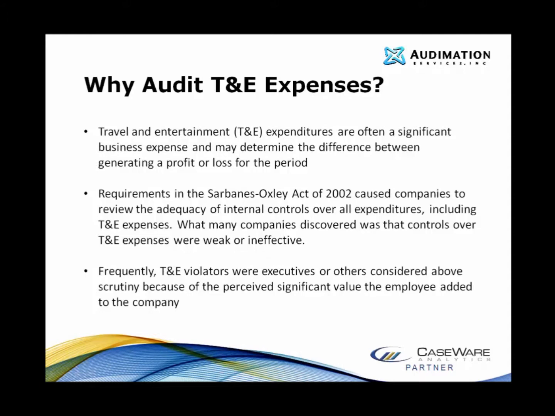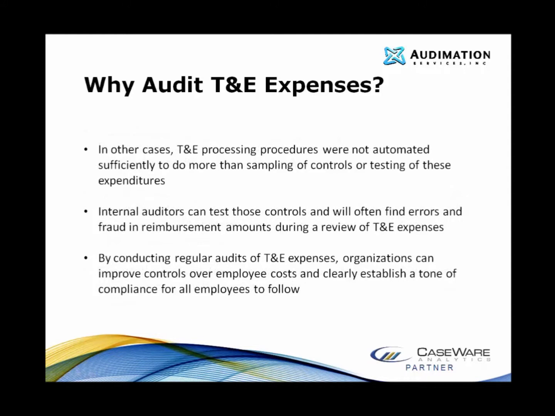The SOX Act of 2002 required companies to review the strength and adequacy of internal controls related to all expenditures, including T&E. Some employees think that they are above the law. Some think they're too insignificant. Standard sampling is not sufficient. And by testing those controls, internal audit can find errors and potentially fraud. Regular testing can improve controls over employee costs and clearly establish a tone of compliance for all employees.